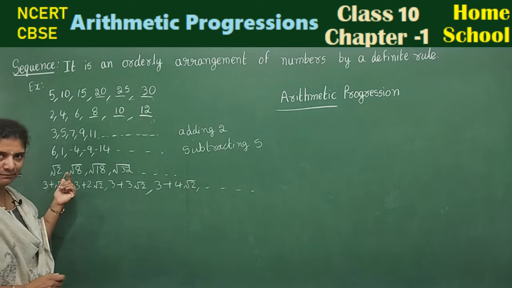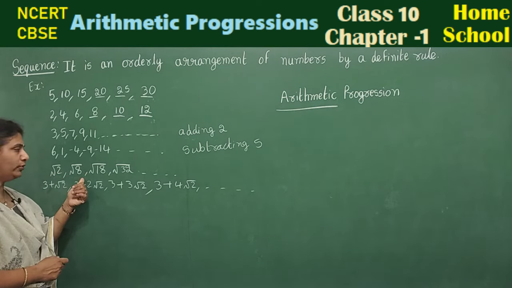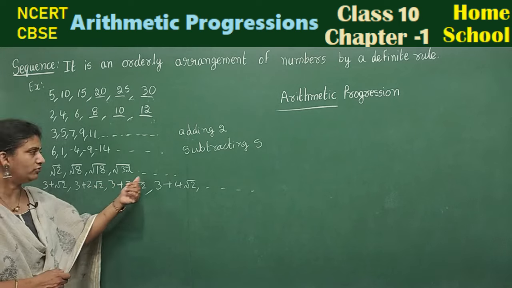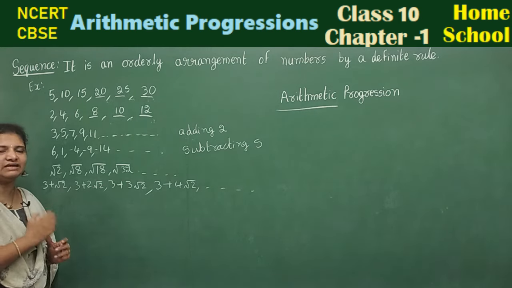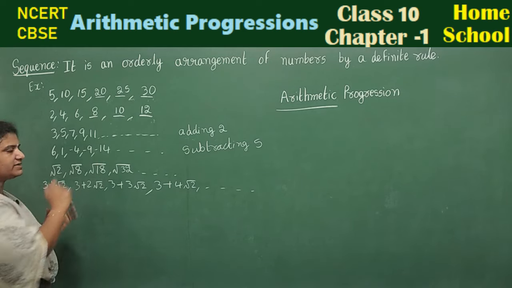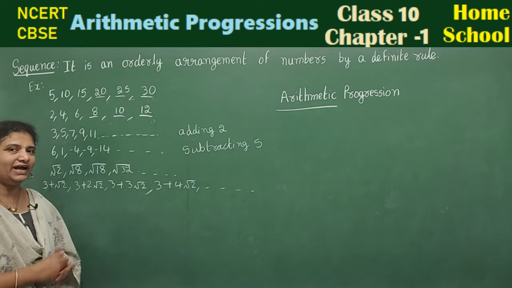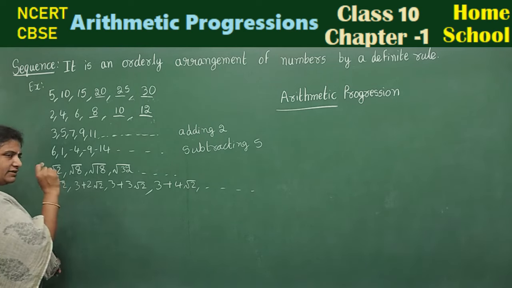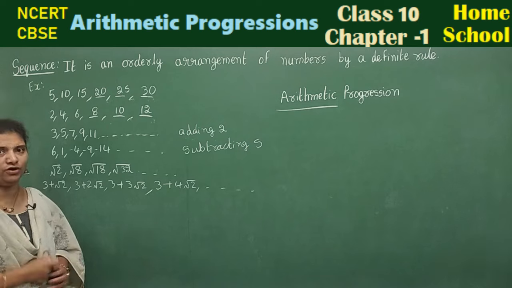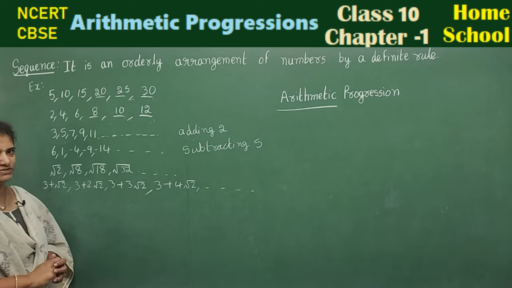Let's see the next example. Root 2, root 8, root 18, root 32, and so on. Observe here carefully. It is in surd form. By seeing this example, everyone will say it is not a sequence. No, we need to simplify the surd into its simplest form. And then we need to observe.